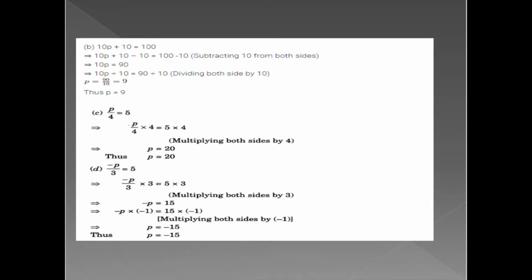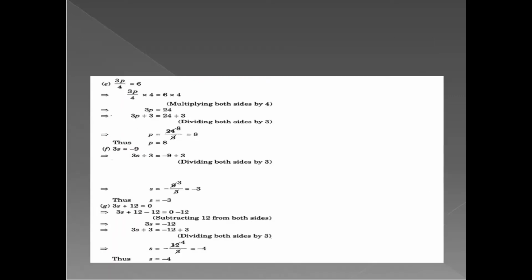Moving to B part, here it is 10p plus 10 equal to 100. Here we are having 10 in addition. We'll do subtraction of 10 on both the sides. We get answer 10p is equal to 90. Now 10p divided by 10 is equal to 90 divided by 10. P is equal to 90 by 10 is equal to 9. So P is equal to 9. Similarly, we can solve C and D part, which you must try yourself.